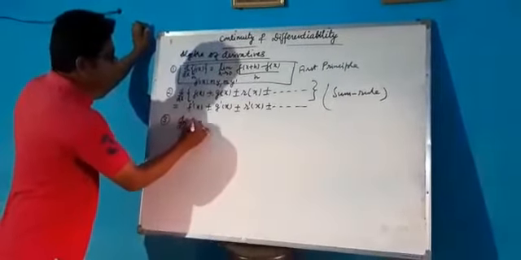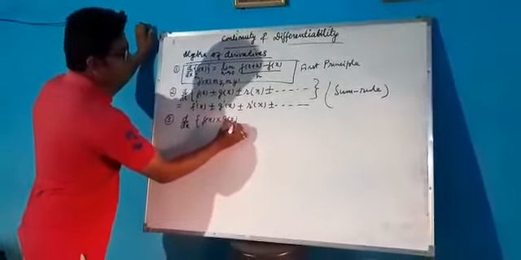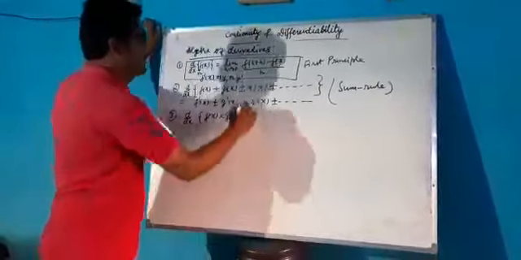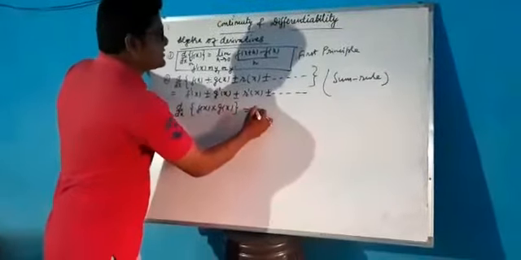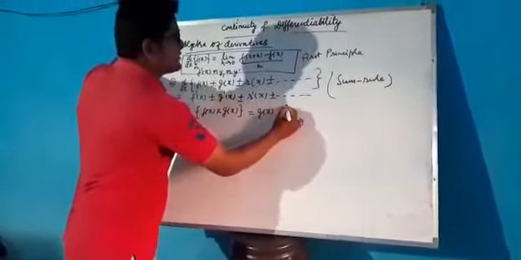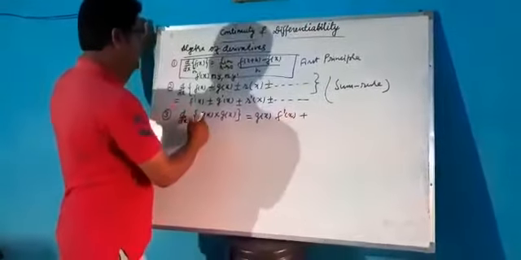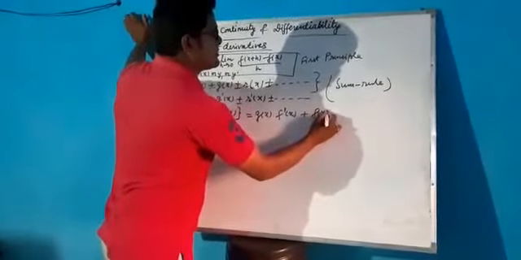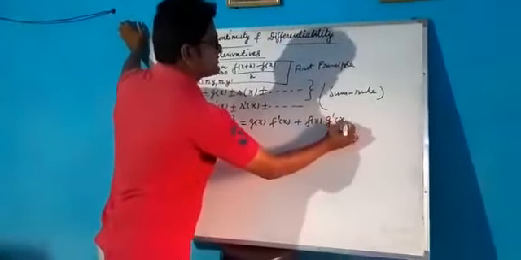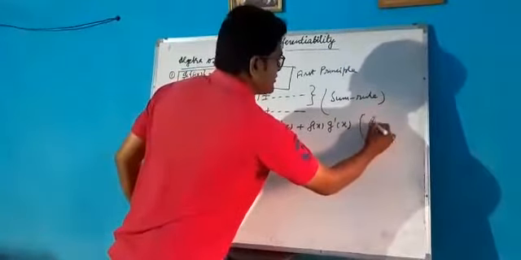Now let us see the product rule. Derivative of product of two or more functions, how can you find it? We can write it as second function times derivative of first function f dash x, plus first function times derivative of second function. This is known as product rule.